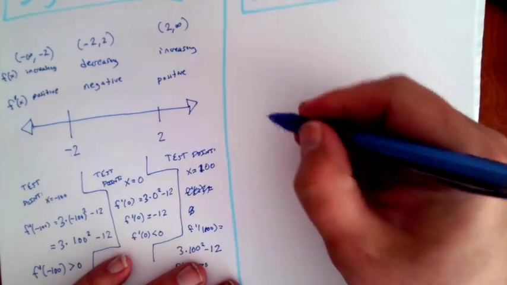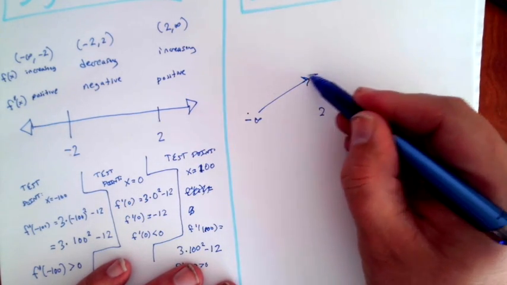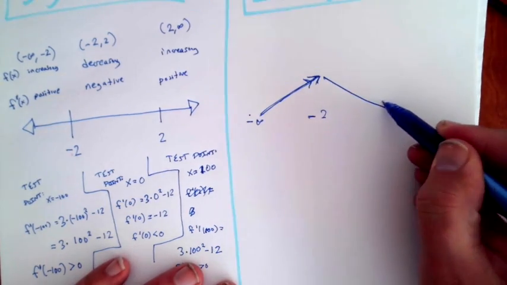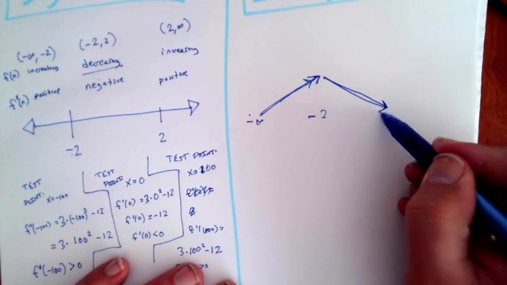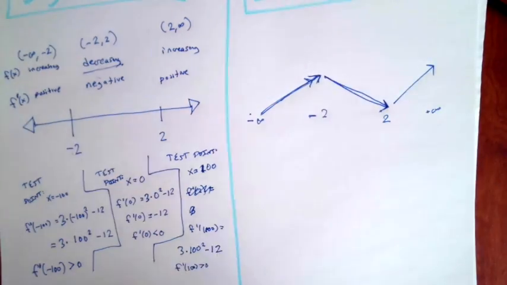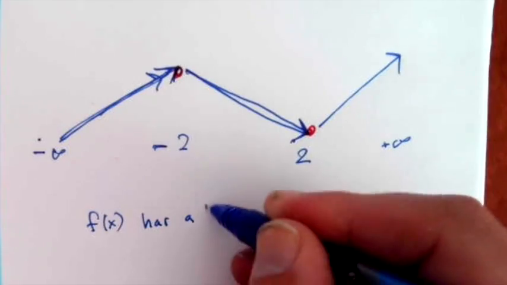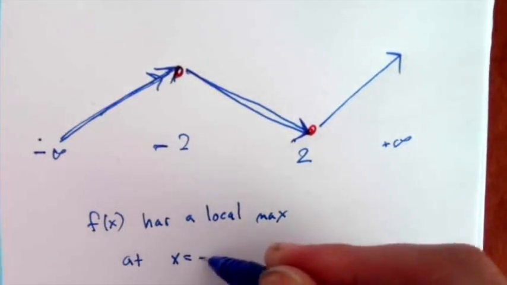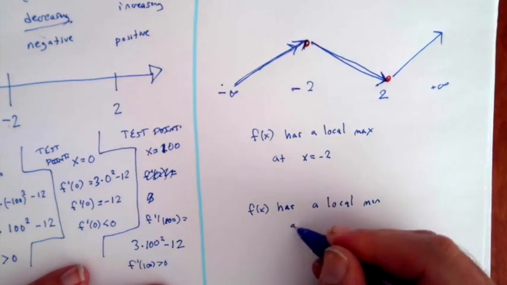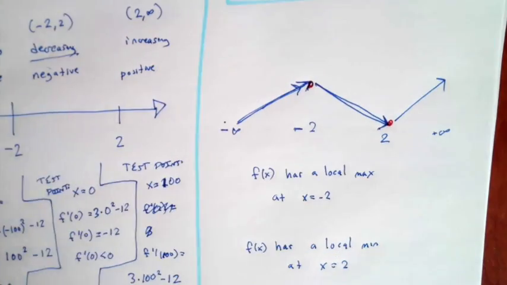How to interpret this? Well, on negative infinity to negative 2, f of x is increasing, so this moves upwards. We hit our x equals negative 2 value, and then the function is decreasing. So the function moves downwards until we get to x equals 2, and then it is increasing again until positive infinity. Looking at these points, what I can tell is that f of x has a local max at x equals negative 2, and f of x has a local min at x equals positive 2, because I was able to interpret the shape of the graph from the sign chart.